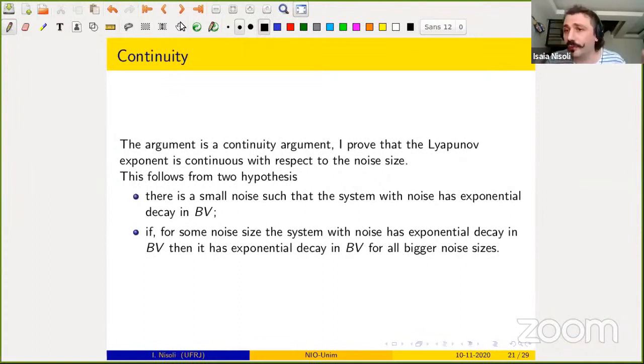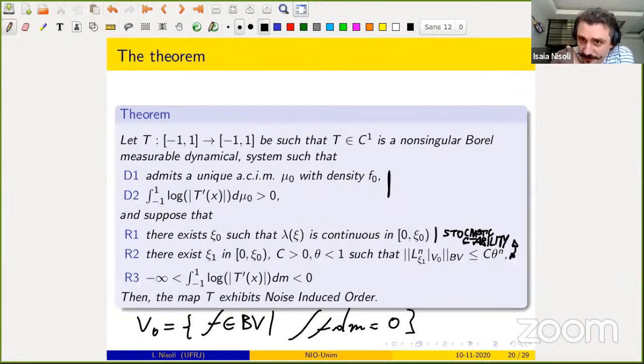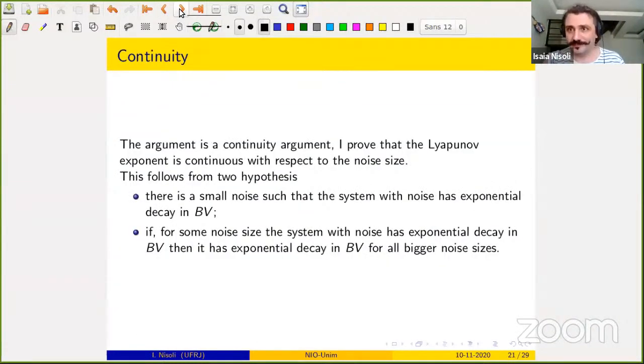So how does the argument work? I proved that the Lyapunov exponent is continuous. Essentially this is a proof from calculus one or analysis one. We prove that the function is continuous, the function is positive for some value and negative for some value, so we have the transition. So the idea is that if we have this condition of exponential decay of correlation for some small value of the noise, then we get it for free for all bigger values of the noise.